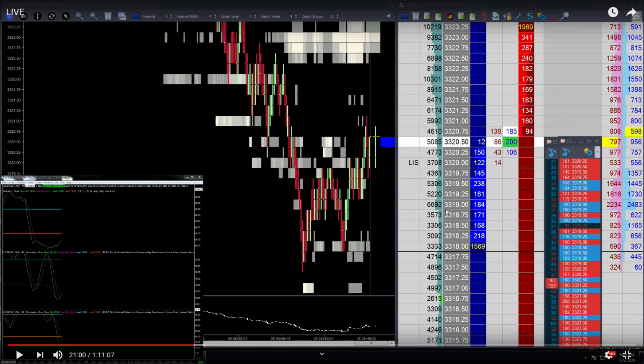Kind of like right here, this 33.19. See how this 33.19 even is a high node? And notice how the market really chopped around it. It was acting as a temporary magnet. And notice how the market started staying on top of 33.19.